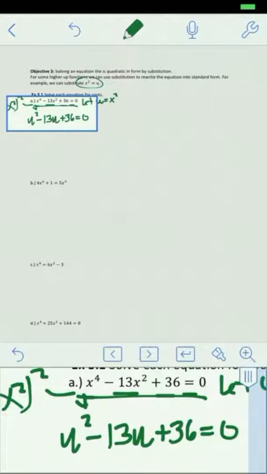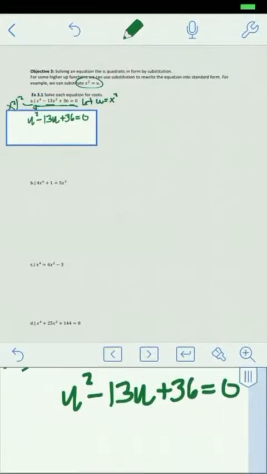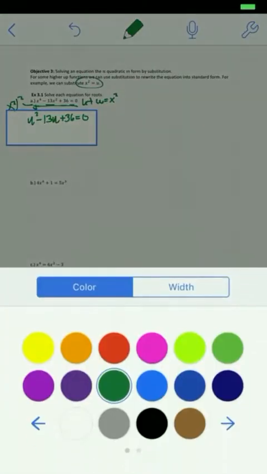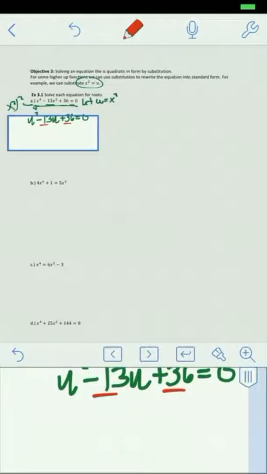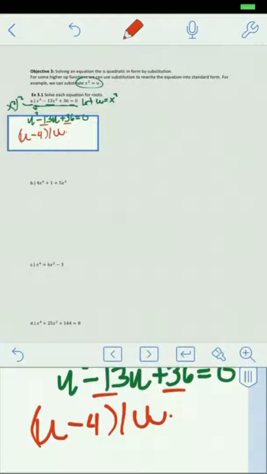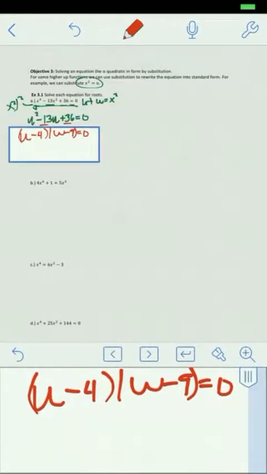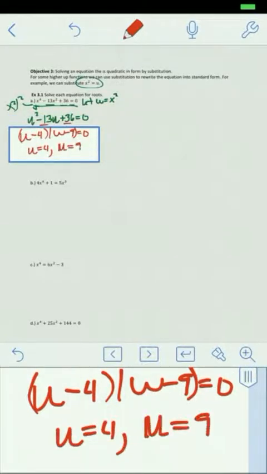I substituted out something horrible so I could put something nicer in. I'm going to solve by factoring. Two things that multiply to 36 and add to negative 13 would be negative 4 and negative 9. So I get u squared, it's okay, I get (u - 4)(u - 9) = 0. And therefore u is equal to 4, or u is equal to 9.